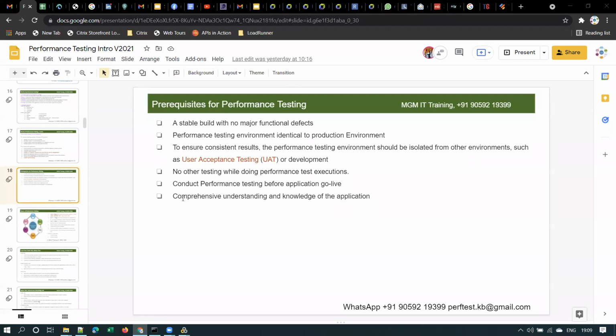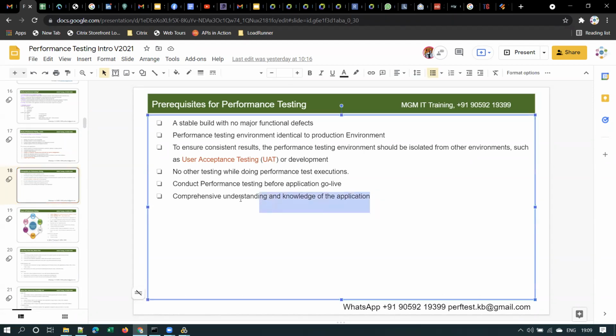So basically, what does it say? The last point says that the performance testing team should have a good idea of the application architecture. What are the various components involved in the application architecture, and how do they interact with each other? So the performance testing team should have a clear idea of the application architecture. These are the prerequisites for doing performance testing.